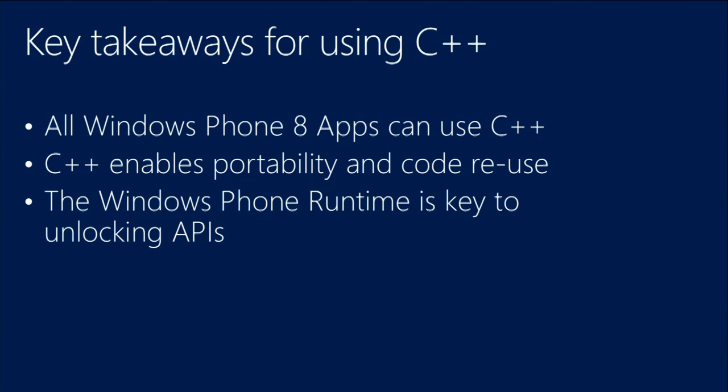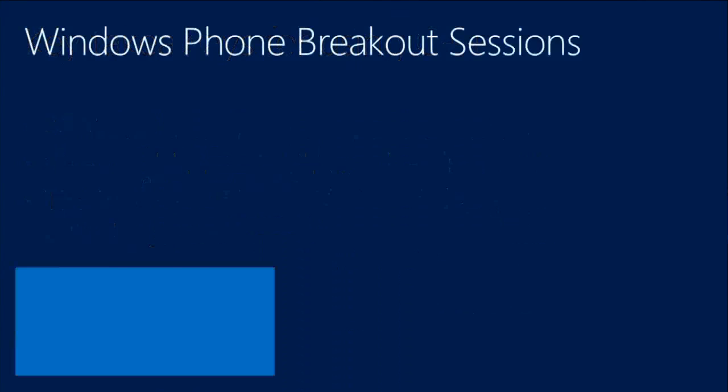So most important, C++ enables portability and code reuse. And the Windows Phone runtime is your key, that's your best friend. That's where you translate native data types to .NET data types, to Windows Phone runtime data types, and where you also can add asynchronous behavior to your applications.